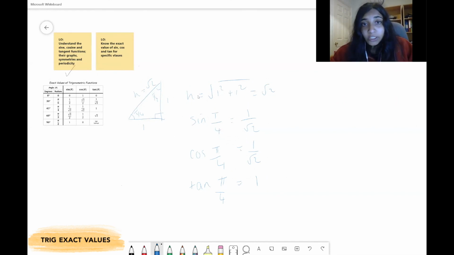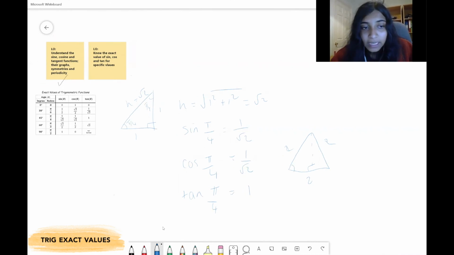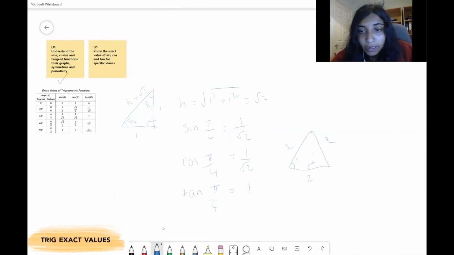So for this one, you just have to draw a right angle triangle with both sides 1. And if you remember for the other one, you drew a triangle with all sides 2, and then we split that into a right angle triangle, and we had this angle equal to pi over 3, and that angle equal to pi over 6, and then we could solve everything for these values.